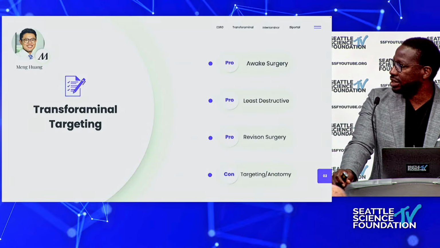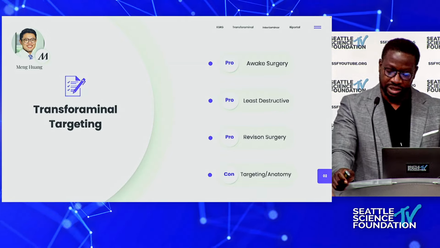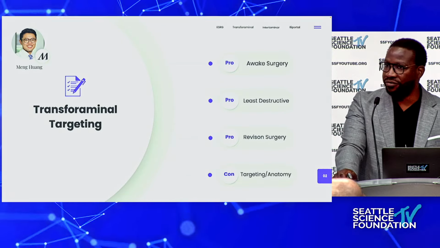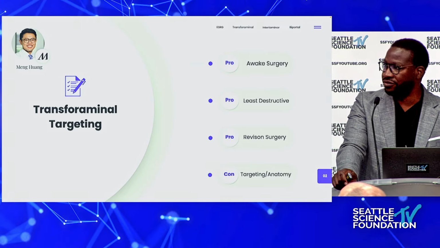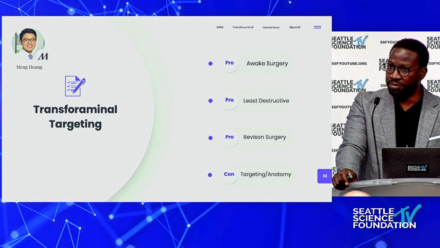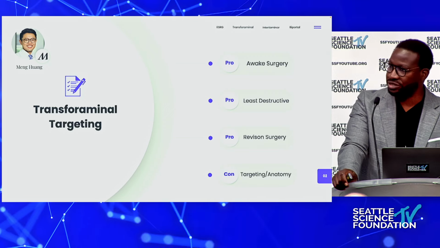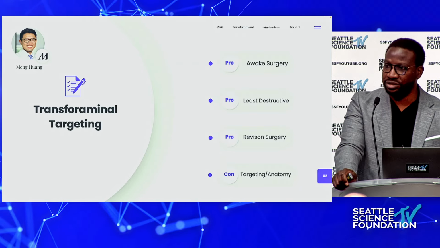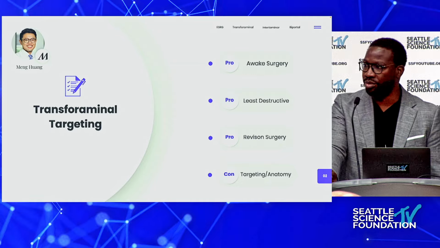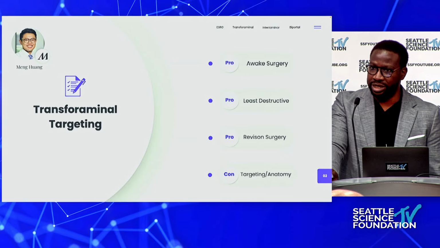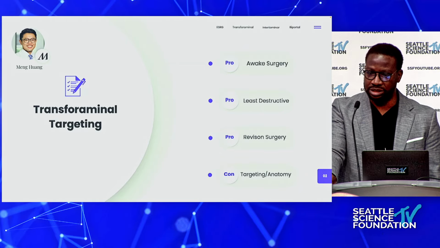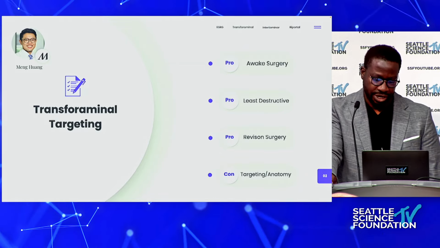So we came up with this short summary of the transforaminal approach. I think there are some very clear benefits to it over other approaches. I think it's a very easy approach to adopt for awake procedures. For the transforaminal approach, it's likely the least destructive in its surgical approach compared to interlaminar or even biportal. And I think it's a great surgical approach for revision surgeries, as we've heard and demonstrated through presentations yesterday.